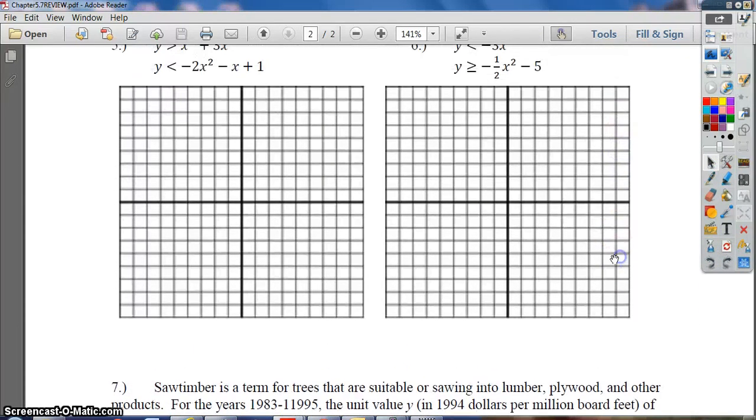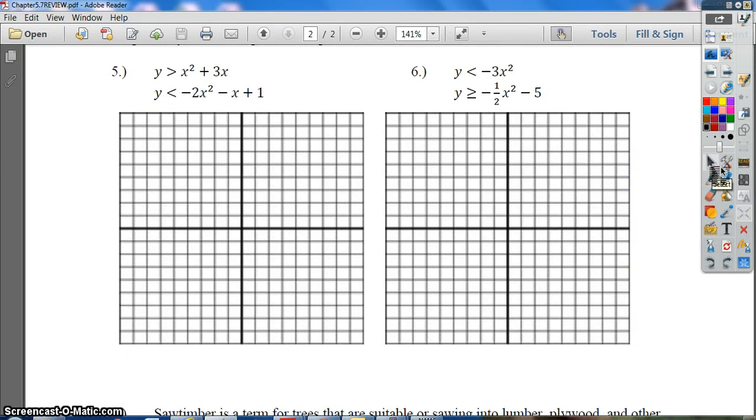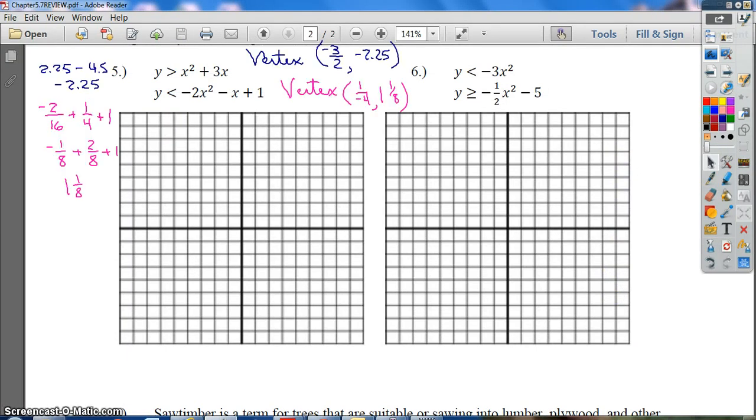Let's go after our linear system here. Okay, so what I did a while ago is I solved for my vertices. You can see the work here. My vertex here will be negative 3 over 2 times 1, so that's how I got the negative 3 over 2. And I plug this in, and I basically do negative 3 over 2 squared plus 3 times negative 3 over 2. So you get 2.25 minus 4.5, you get negative 2.25. As far as the other vertex, here's my x for my b, so this is negative 1, which is positive 1, over 2 times negative 2, which is negative 4. So negative 1/4 is your x value for your vertex.